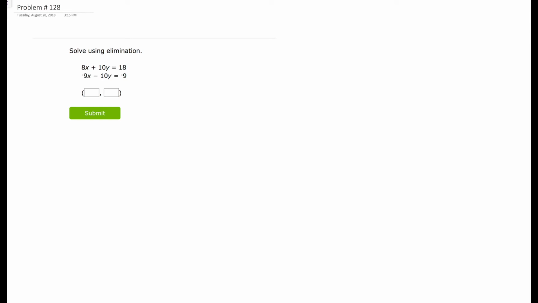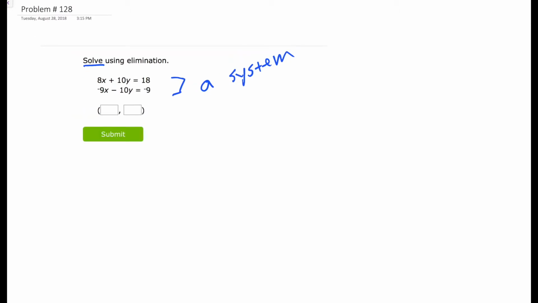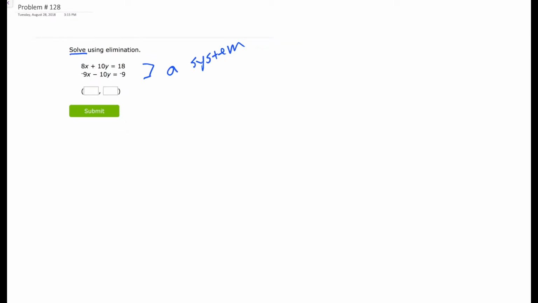Okay, so see how it says solve using elimination? When you have two equations and they're asking you to solve, you could actually refer to these two equations as a system. So it might actually say, solve the system of equations using elimination. And why are they calling it a system of equations? Because there's more than one.